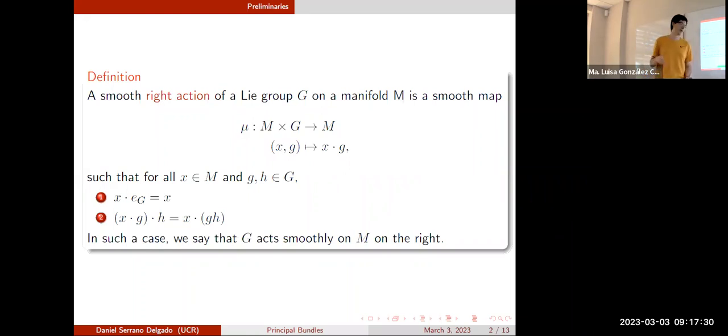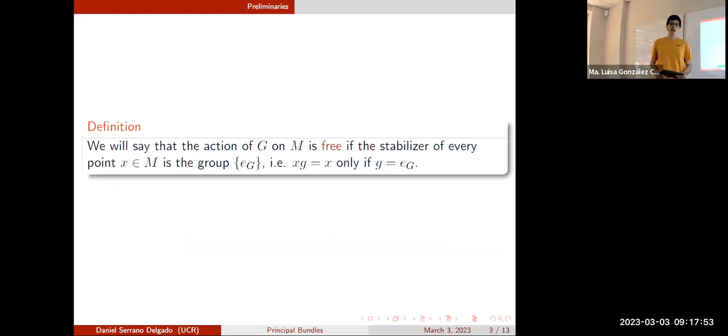So, such that for every element of the manifold, the identity element of our Lie group acts as x, and we must also have associativity, for all elements. In such a case we say that G acts smoothly on the right on our manifold. Now we'll say the action is free if the stabilizer of every point is the group that only contains the identity element, equivalent to saying that x g equals x only if g is the identity.